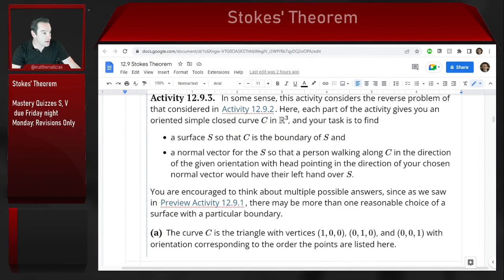And what we're doing here is taking an oriented simple closed curve that's being described. So, for example, the triangle with these three vertices in XYZ space, oriented in a way that's being described here. And what we want to find is a surface such that C is the boundary, so that this curve is the boundary of that surface, and also what direction should the normal vector to that surface face so that the circulation follows the right-hand rule around the boundary that was described. Right? So that's a two-step process.